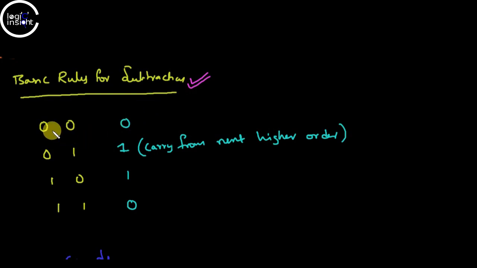First we'll see: if 0 is subtracted from 0, the answer is 0. Let's neglect this case. 1 subtracted with 0, the answer is 1. 1 minus 1 is 0. In this condition, like normal subtraction, we have to borrow the 1 from the higher order. So these are the rules which we have to follow while doing subtraction.